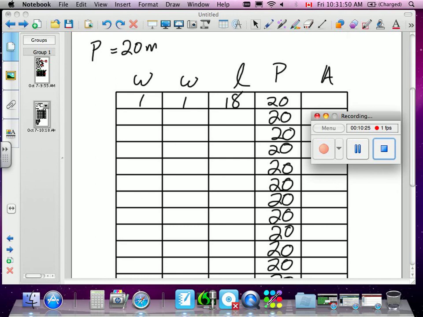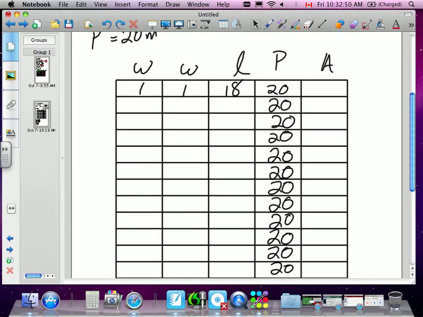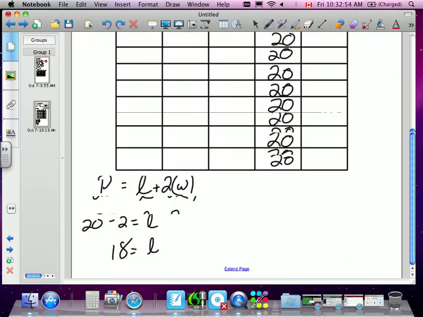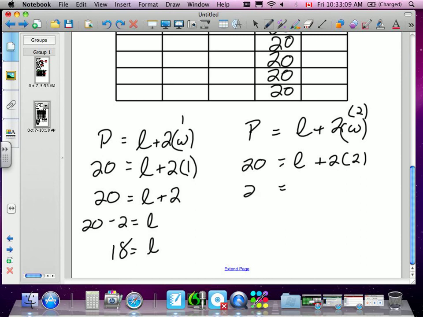Okay, let's continue this pattern. Now if the widths are both 2, we're going to plug it into our formula again. P is equal to L plus 2W. This time our widths are 2. And our perimeter again is 20 because that's the max. So we have L plus 2 by 2. 20 equals L plus 4. We bring 4 to the other side, becomes 20 minus 4. Our L is now 16.